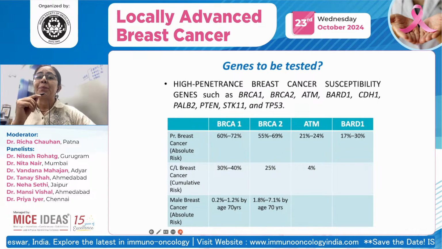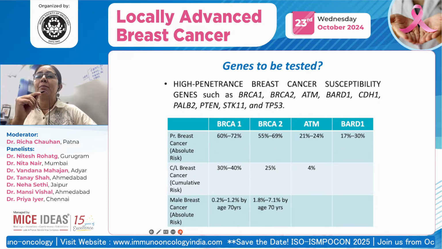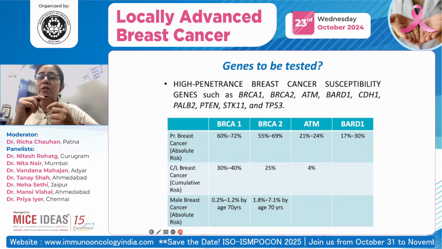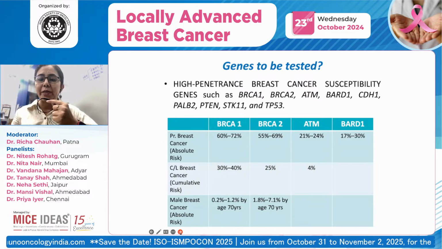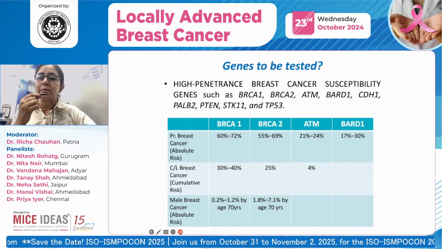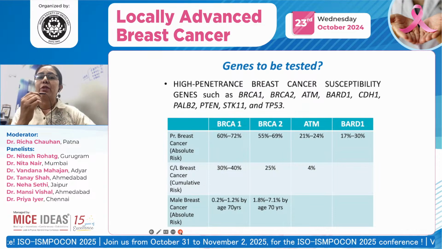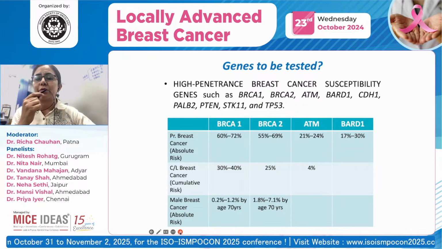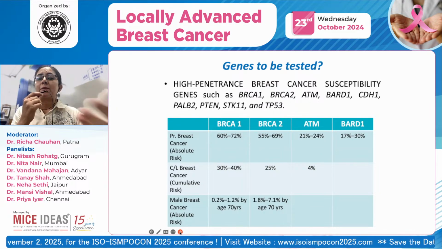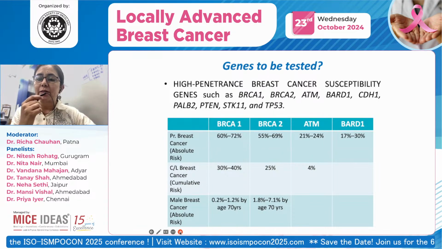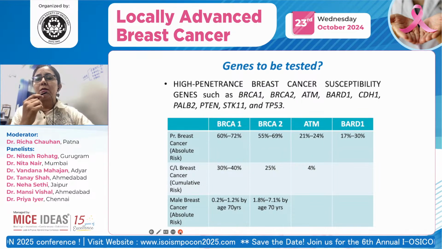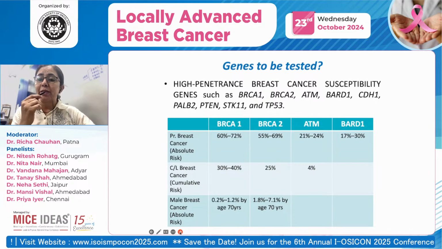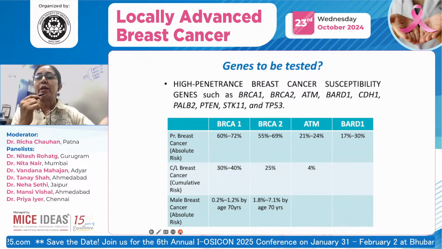Then PALB2 is there, PTEN is there, CDH1, ATM. CDH1 and ATM are sometimes checked too. These genes are responsible for late onset breast cancer, but for early onset breast cancers, BRCA, TP53, PALB2 and PTEN are very important. There are certain indications for each of these. We suspect BRCA, mostly BRCA1, in triple negative breast cancer. When it is triple positive breast cancer, we can suspect TP53 or PTEN.